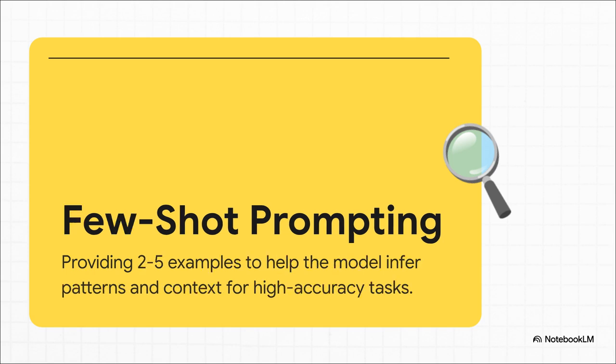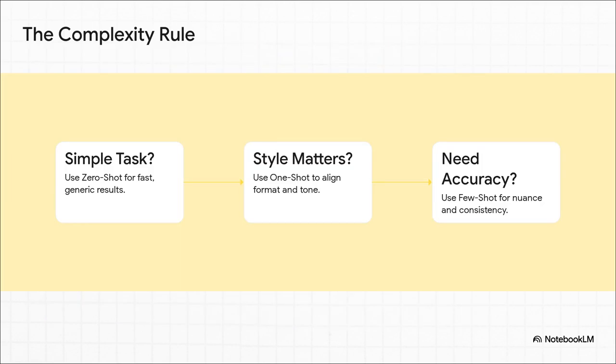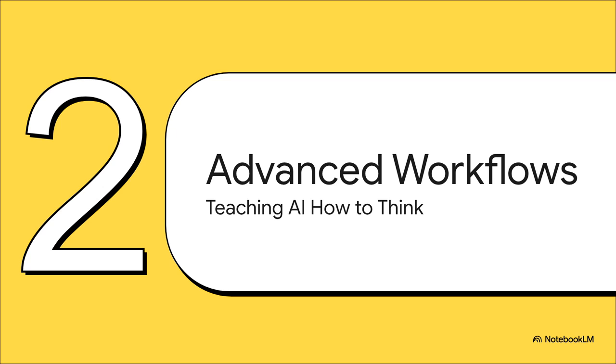Now, when things get really tricky, or you need that extra bit of nuance, that's where few-shot prompting comes in. By giving the model a handful of examples, say 2 to 5, we help it figure out the patterns and the context. This is a huge deal for boosting accuracy and reliability, which, let's be real, is everything when you're building production-grade systems. So this all boils down to a really simple but powerful rule. The more complex or nuanced your task is, the more examples you should throw at it. That's the secret sauce for improving the quality and, more importantly, the predictability of what your AI is going to give you.